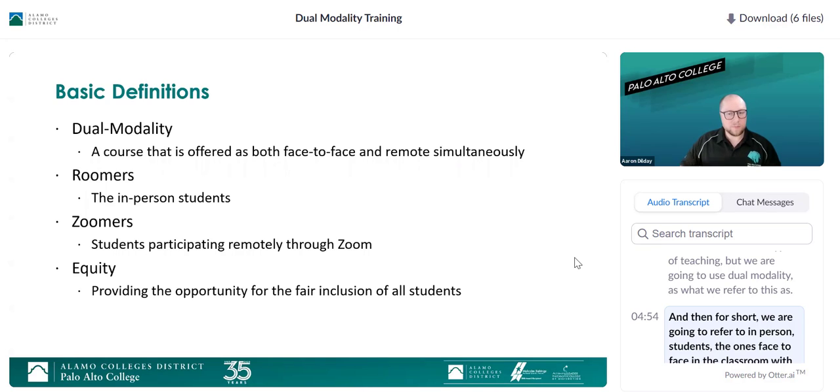And then the ones remote who are on Zoom at the same time, they're Zoomers. So those are just the basic terminology we're going to use as shorthand. Another word you'll see a lot in here is equity.